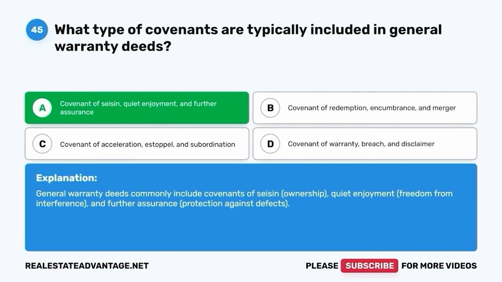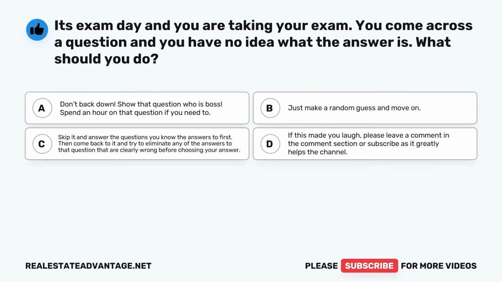And now for a bonus question. It's exam day and you are taking your exam. You come across a question and you have no idea what the answer is. What should you do? A. Don't back down. Show that question who is boss. Spend an hour on that question if you need to. B. Just make a random guess and move on. C. Skip it and answer the questions you know the answers to first. Then come back to it and try to eliminate any of the answers to that question that are clearly wrong before choosing your answer. D.